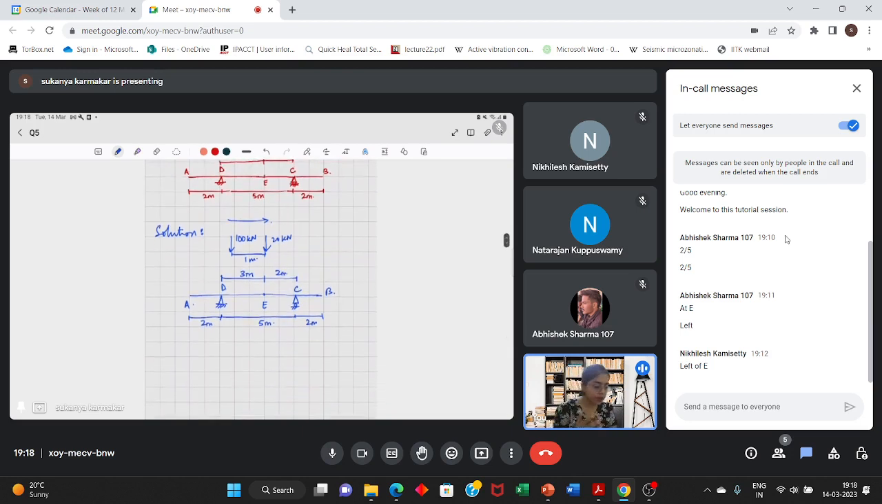You can solve it. I'm solving it parallelly with you so that you can match your answer. The concept remains the same. Use the Mueller-Breslau principle. You have to draw the ILD for bending moment. So provide rotation at that point.